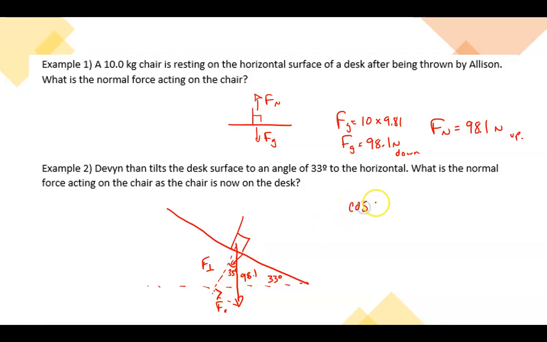So we use cosine of the angle is equal to adjacent over hypotenuse. So the 33 degrees, we're looking for the adjacent. The hypotenuse is 98.1 because that's what gravity is. So 98.1 cosine 33, make sure your calculator is in degree mode. I'm going to make sure my calculator is in degree mode. And we'll just type in cos 33, and that gets you a value of 82.3 newtons to 3 digits. Or 82 newtons if you're going to 2.